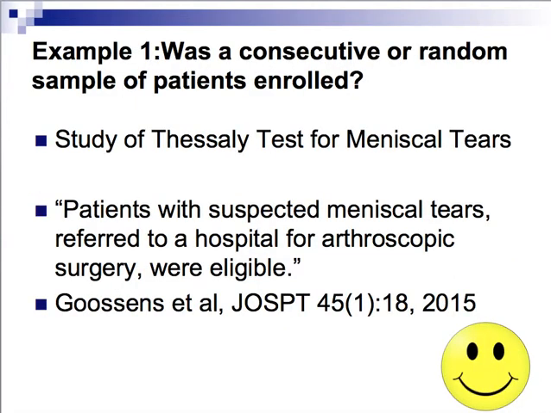So the first question is, was a consecutive or random sample of patients enrolled? So the optimal design for diagnostic studies is a consecutive group of patients that have similar conditions that compete for the diagnosis. So we can see here in this particular study on something called the Thessaly Test for meniscal tears, in the methods section, we find a statement that's in quotes here that states patients with suspected meniscal tears referred to a hospital for arthroscopic surgery were eligible for the study.